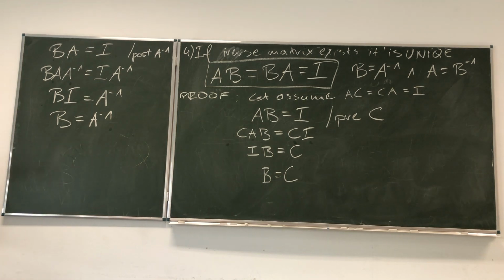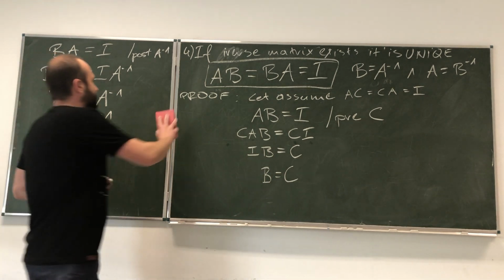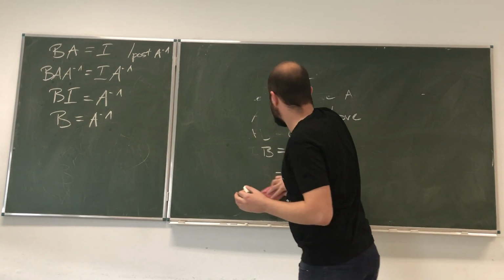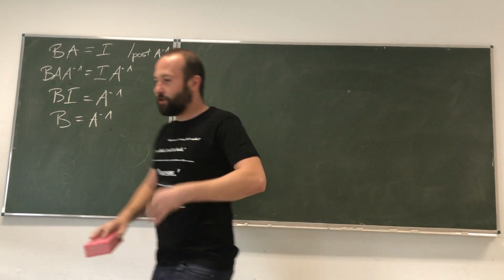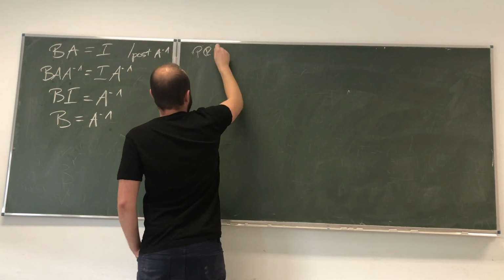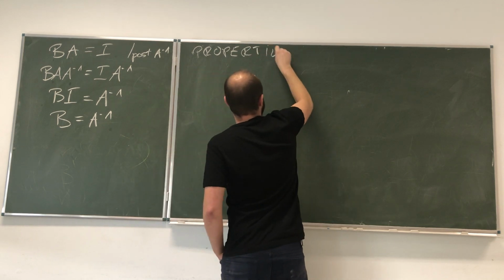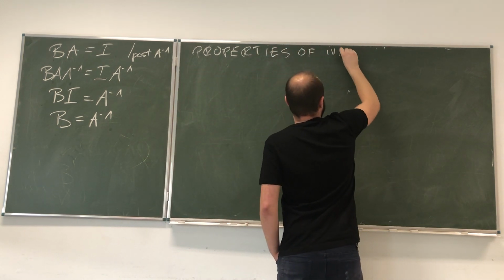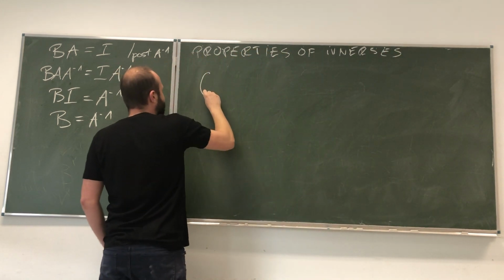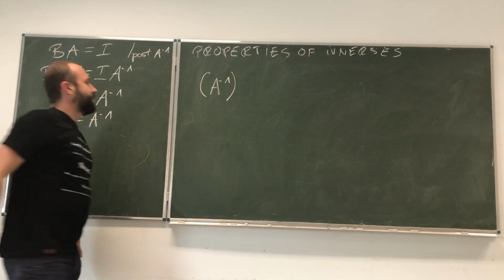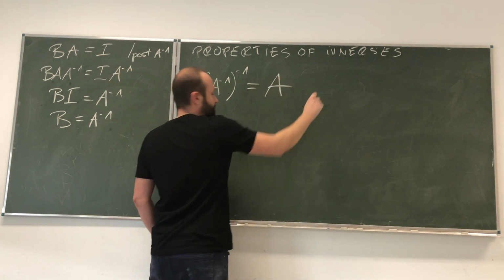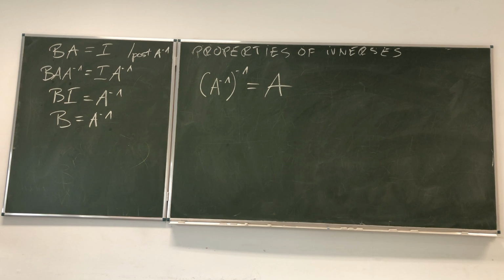Okay, now, just to finish, please remember that we will have properties of inverses. So what are those properties? Well, the first one we already discussed. If I'm going to take an inverse, and I'm going to invert it, I'm going to get A.